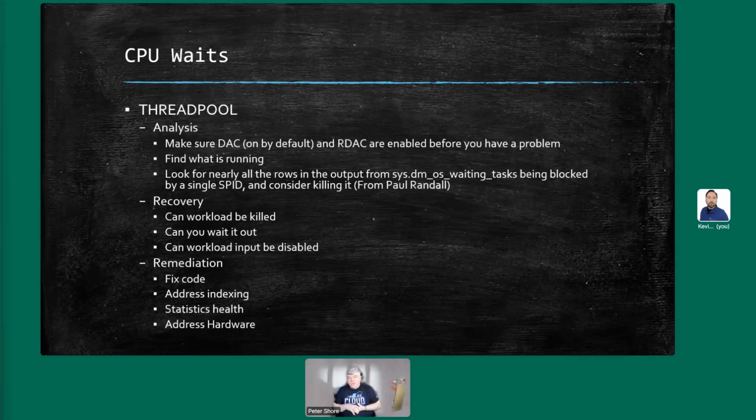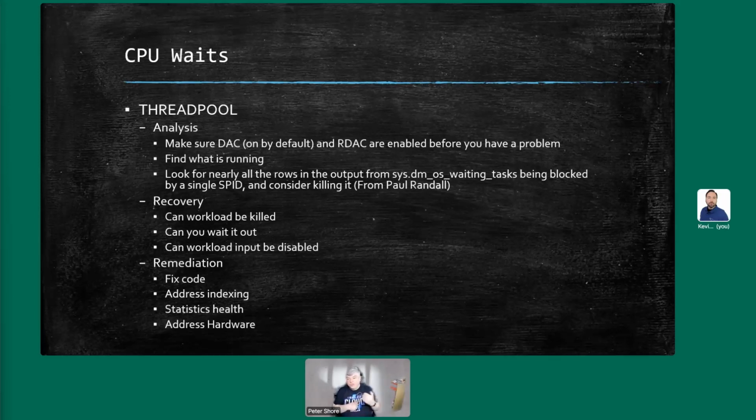To get into the analysis on this, you need to make sure the dedicated admin connection, which is on by default, has stayed on, that somebody hasn't decided to turn it off. And I would strongly recommend RDAC, the remote dedicated access connection, is enabled before you have problems, of course. The RDAC simply so you don't have to RDP into the server first.